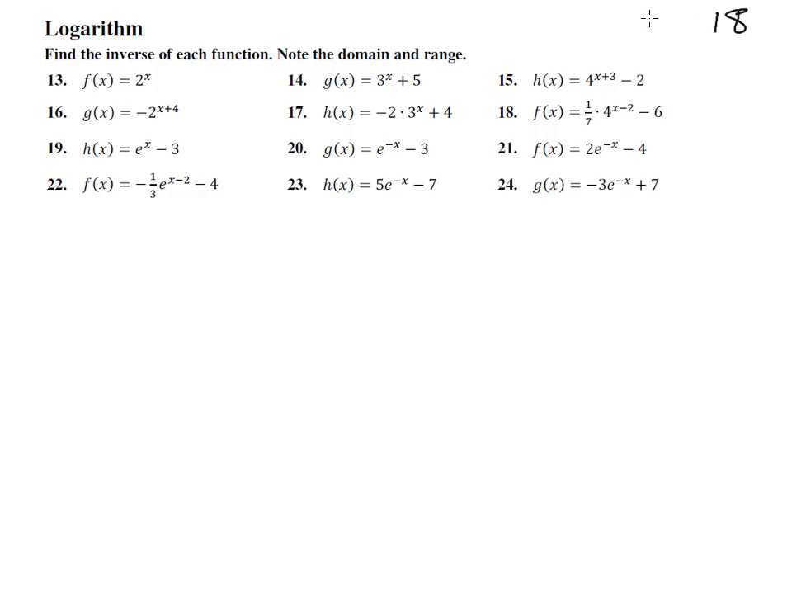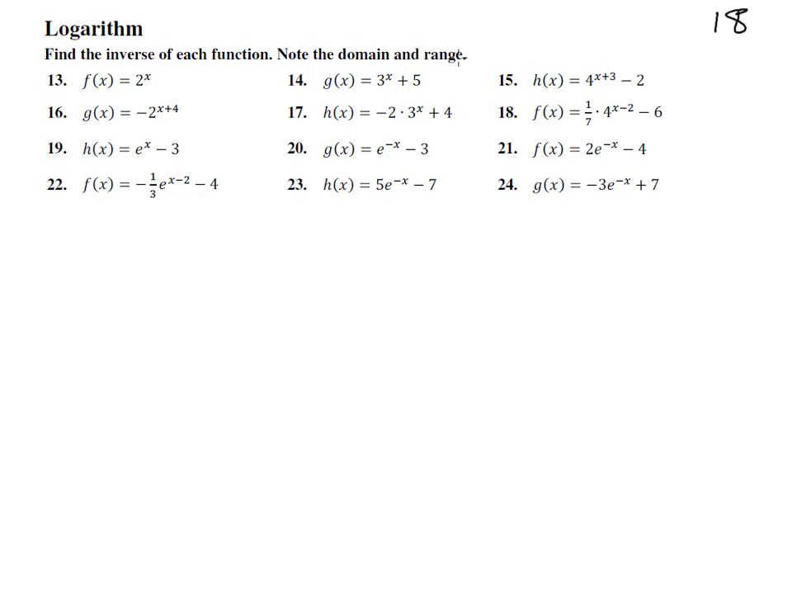Here we are on page 18 with the beginning of logarithms. Numbers 13 through 24. Find the inverse of each function. And these are all exponentials that we just did in 1 through 12. So yeah, they're going to be exponentials, and we're going to do the inverses, which are logarithms.